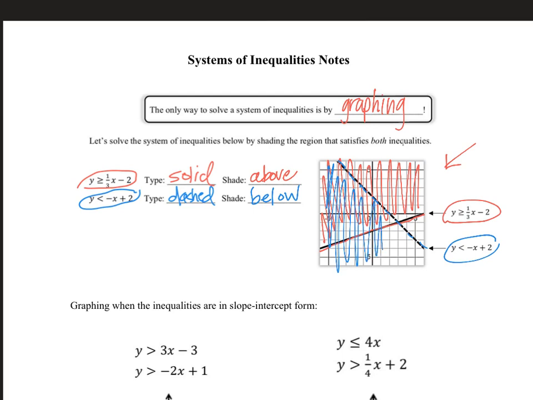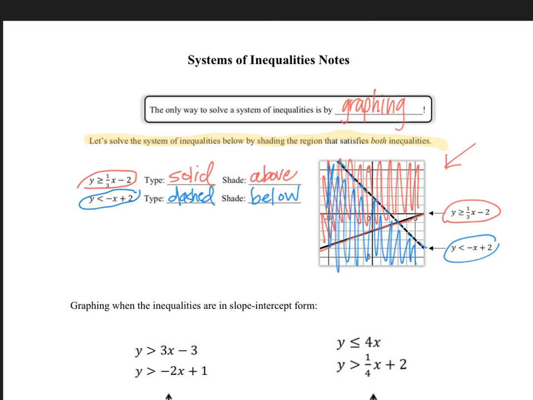So you're probably wondering what your answer is. So right up here it says, let's solve the system of inequalities below by shading the regions that satisfy both inequalities. So our answer is going to be where both the colors are, the region where both colors are.